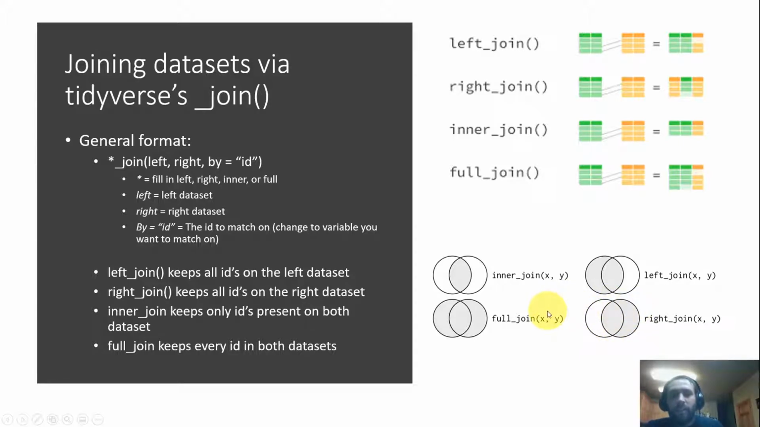Then there's also an inner join, which will only keep IDs that are available in both of the data sets. And then there's full join, which is kind of the most flexible out of all of them that says, hey, I don't care. IDs are IDs. Just give them to me. Yep. And so that's kind of the main things with these join functions.